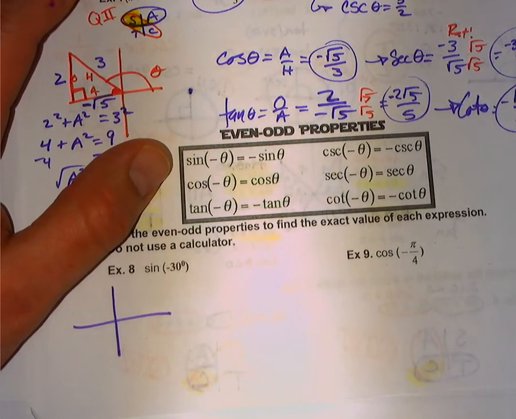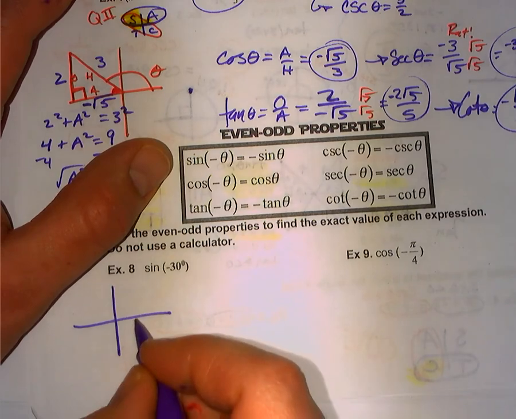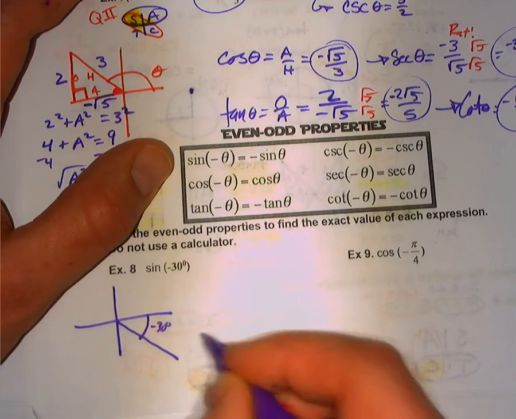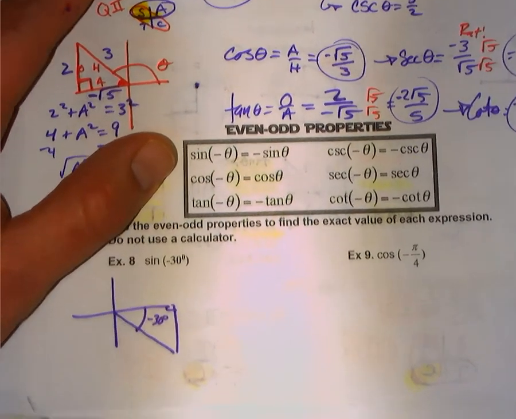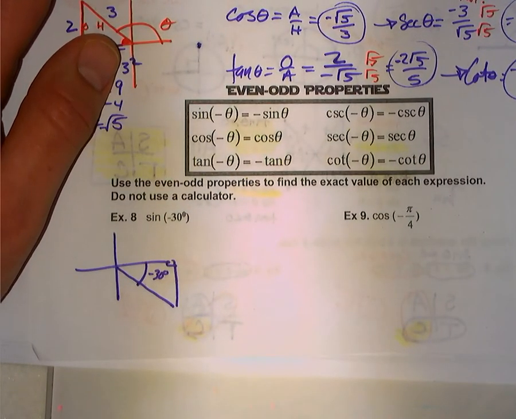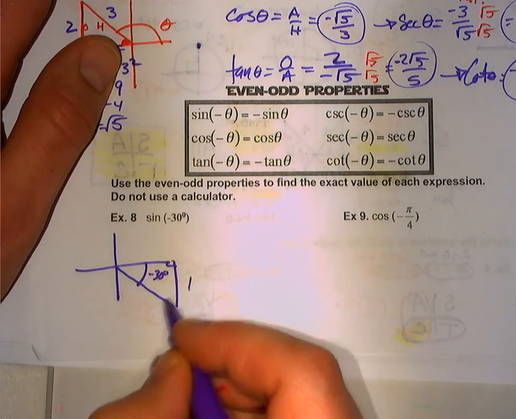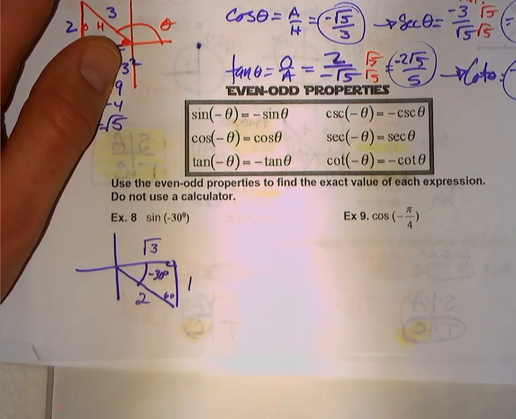Sine of negative 30 is in what quadrant? Where's negative 30 at? Okay, 4? Is that what you said? Okay. So just go down, right? Because it's negative, we're going clockwise. Negative 30 degrees. Now make your reference triangle. What's across from 30? Look over there. What do you got? 1. Across from the 60 is root 3, and the hypotenuse is 2.